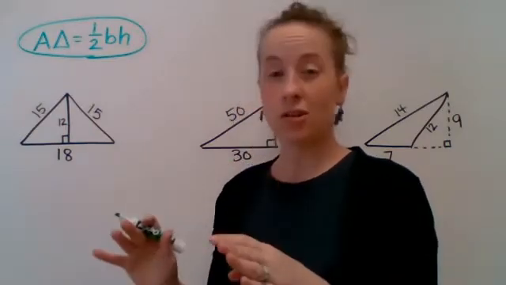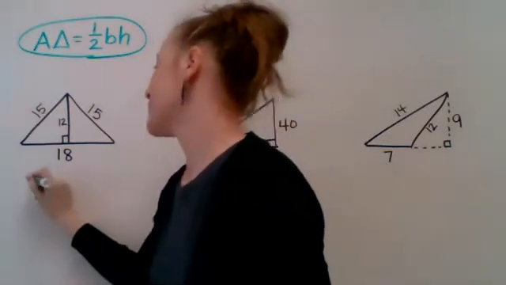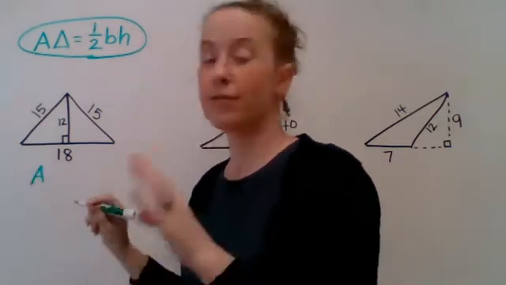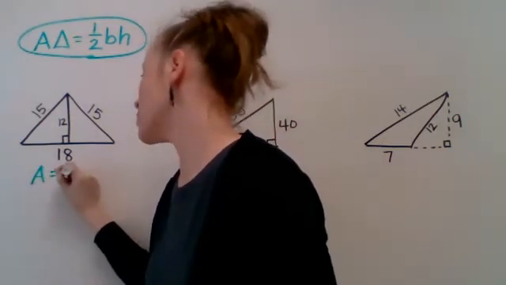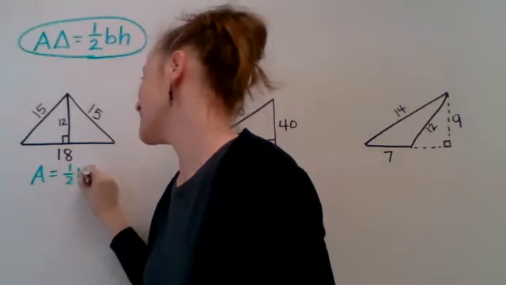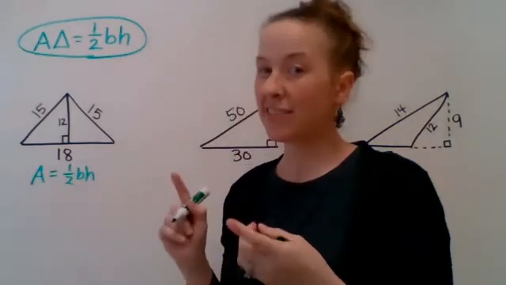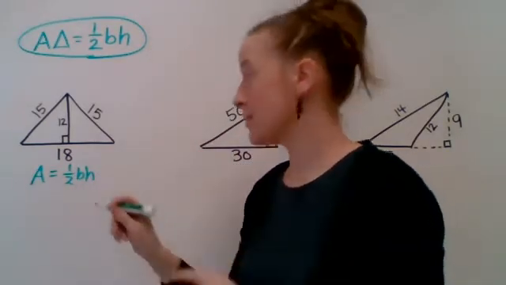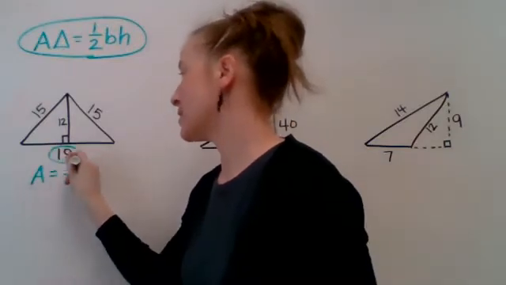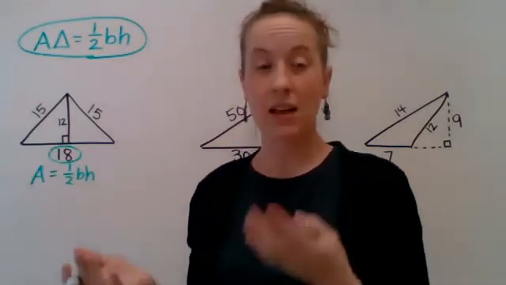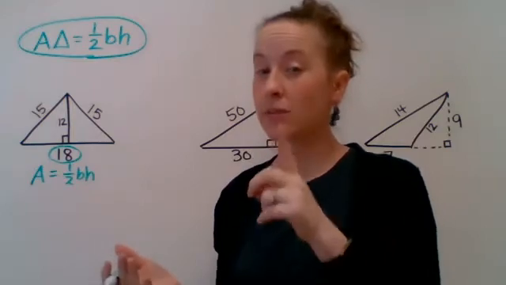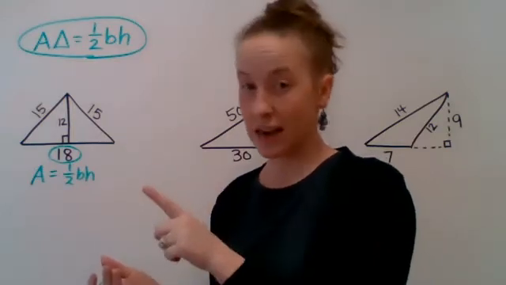But what we need to do is first write down our formula. So I recommend writing this down every time. So the area equals 1/2 base times height. Now I have to decide what's the base and what's the height. The base was easy for me to find because it's what's resting on my table. So that's my base.